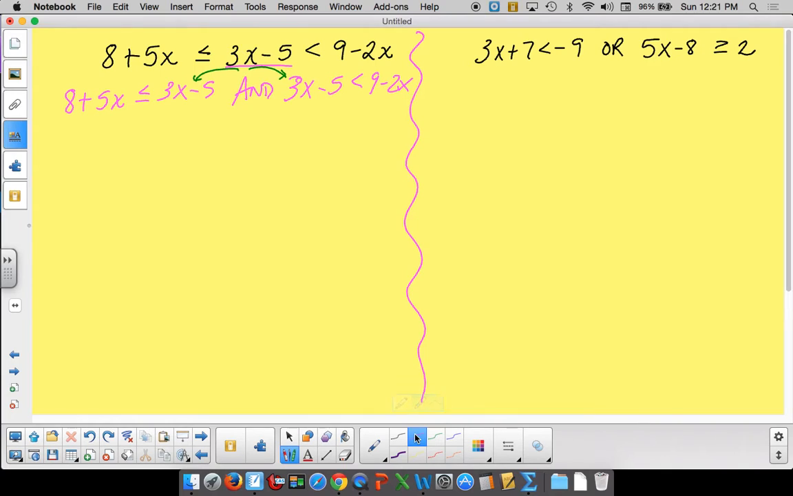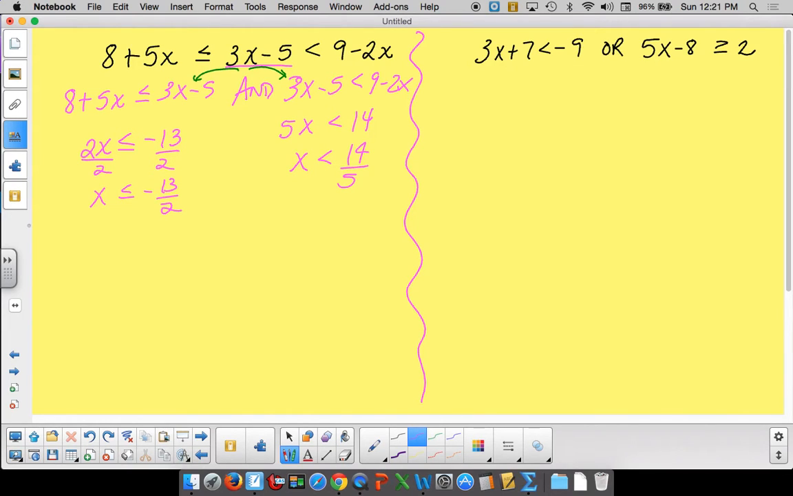Then it's just a matter of solving it like usual. I would bring 3x over and get 2x, subtract 8 and have negative 13. Divide by 2, x is less than or equal to negative 13 halves. On the other side, add 2x, that would be 5x is less than 14. Divide by 5, x is less than 14 fifths.